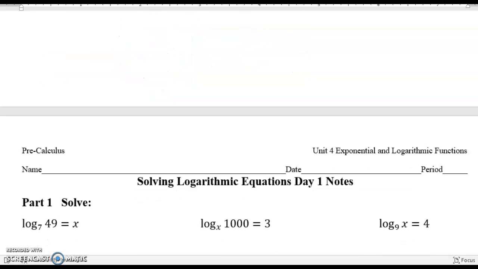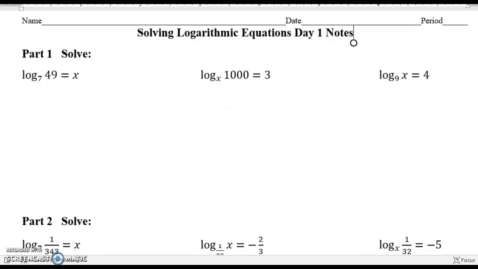All right, now let's start. I feel like our notes pretty much parallel our Delta Math today. So if we can do the notes, we should be fine on the Delta Math. We'll start by solving. It says to solve for x. We'll start by taking this out of log form and writing it in exponential form, starting at the base: 7 to the x power equals 49.